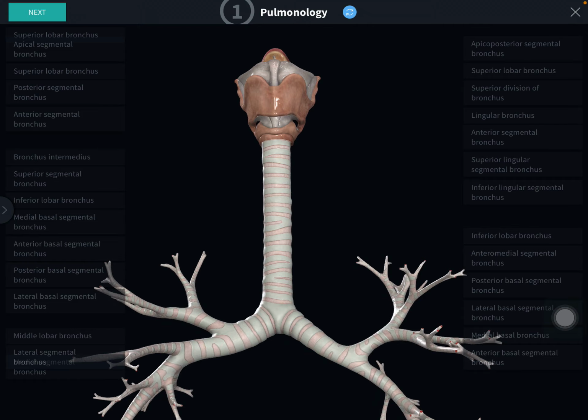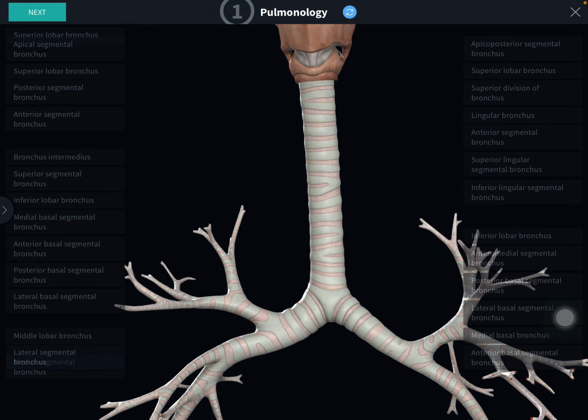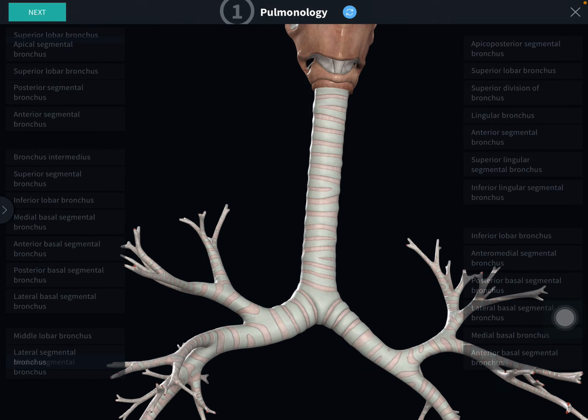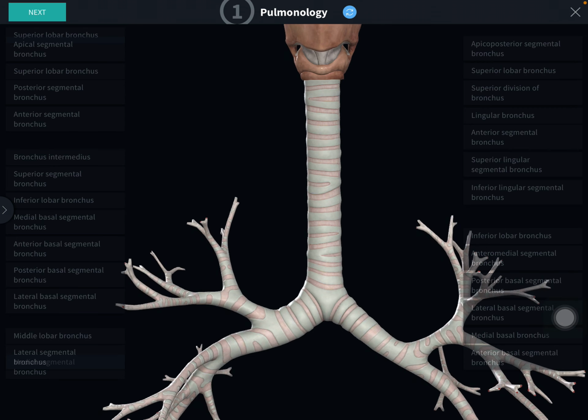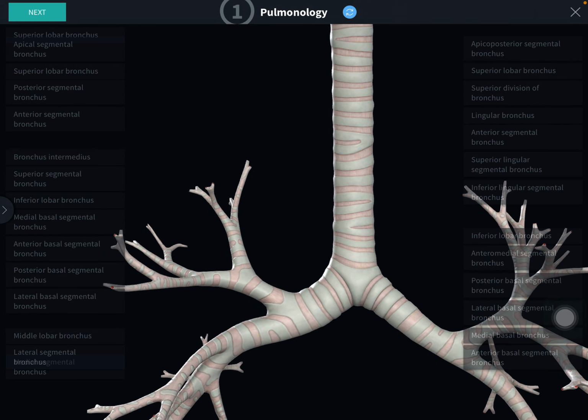Now we will see the right bronchus. The two principal bronchi begin at the bifurcation of the trachea and enter at the hilum of the corresponding lung, where it divides into successive generations of smaller bronchi. Each bronchus consists of extrapulmonary and intrapulmonary part. So we will see the right bronchus.